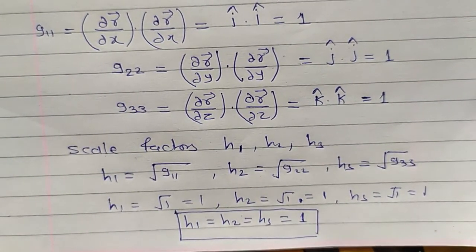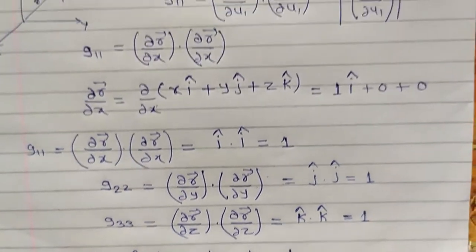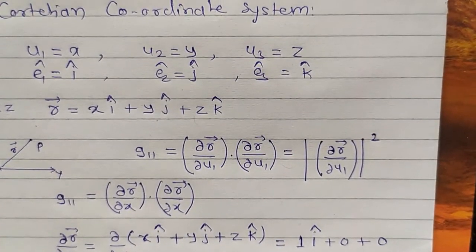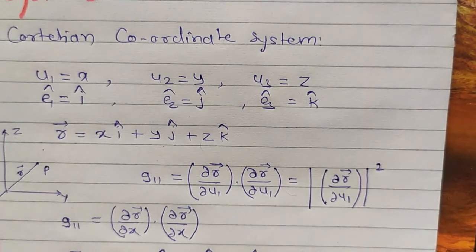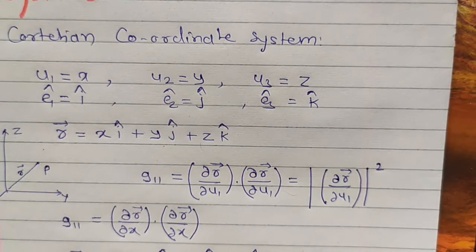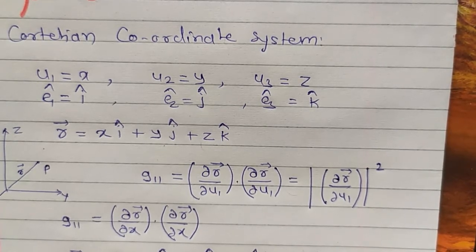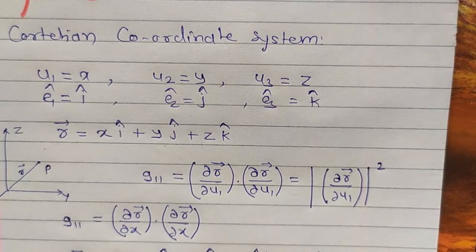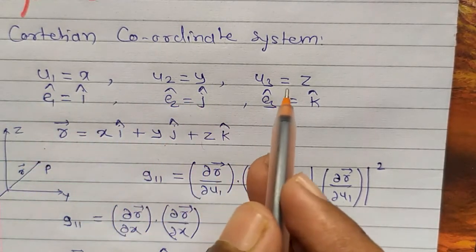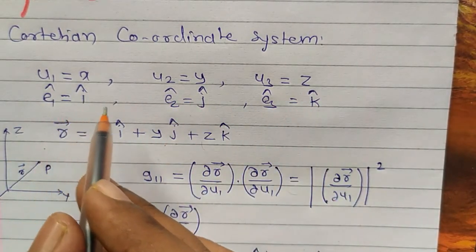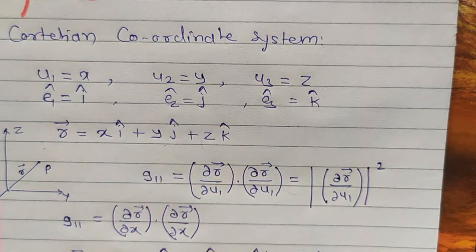So this is what I have got. Let us quickly summarize what we did. Here we compare the Cartesian coordinate system with an orthogonal curvilinear coordinate system, where I got that u1 is x, u2 is y, and u3 is z. u1 cap is i cap, u2 cap is j cap, and u3 cap is k cap.